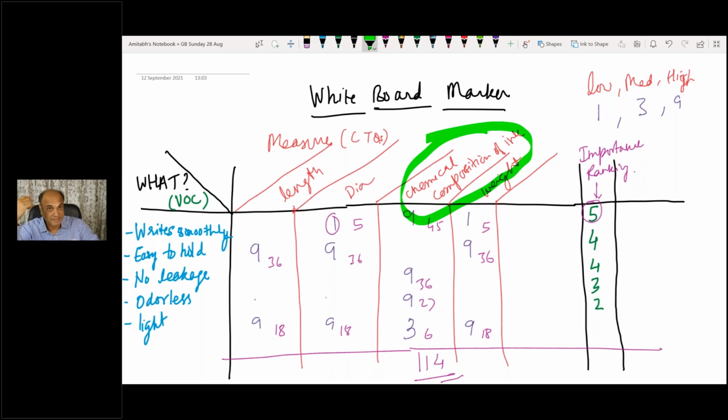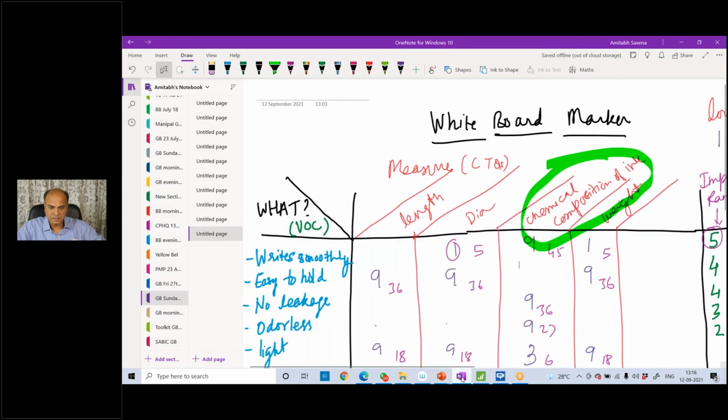If I'm designing a pen, then I will focus on chemical composition. That is the most important factor, which is going to affect the capturing of the needs of the customer. And that is one of the most important technical specifications, which is going to take care of my customers' needs.